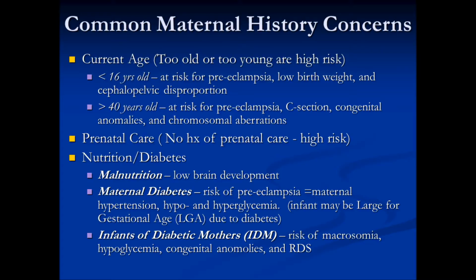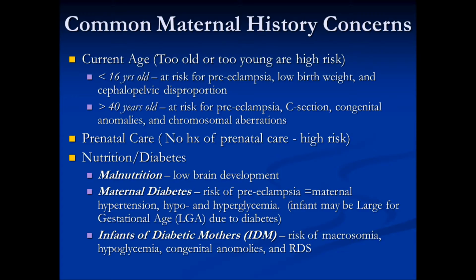40 years of age or older is at risk for preeclampsia, C-section, congenital anomalies, and chromosomal aberrations. And in more recent years, now they're putting 35 and older in that category, but definitely greater than 40 years is considered high risk. Prenatal care is another issue. No history of prenatal care puts you at high risk. And then there are nutrition slash diabetes concerns.